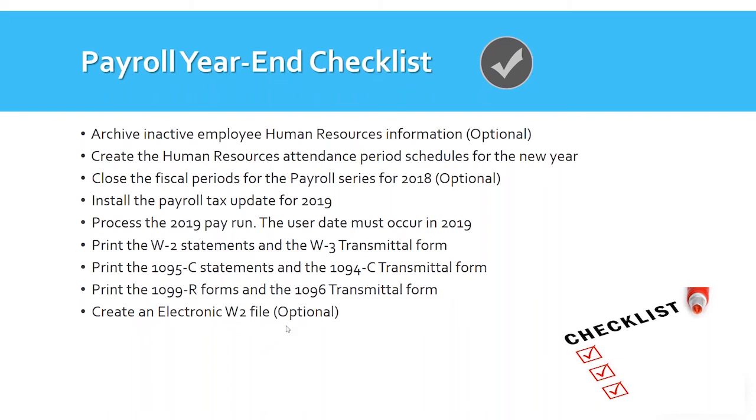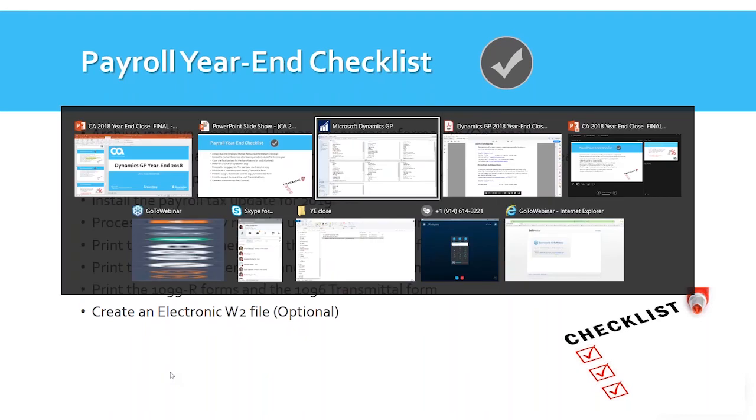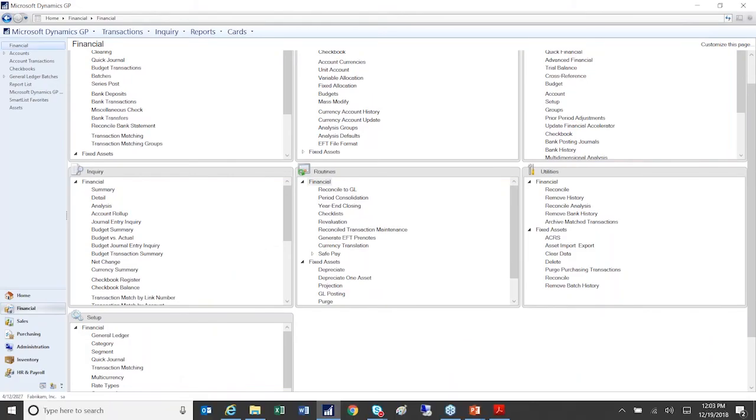Okay, so what we'll do is go through these different steps here so you can see what they look like. I will go back over to GP here. Okay, so the first thing that we have on our checklist is making sure that we have the latest tax update installed, if we're going to use it. And we can check that here.